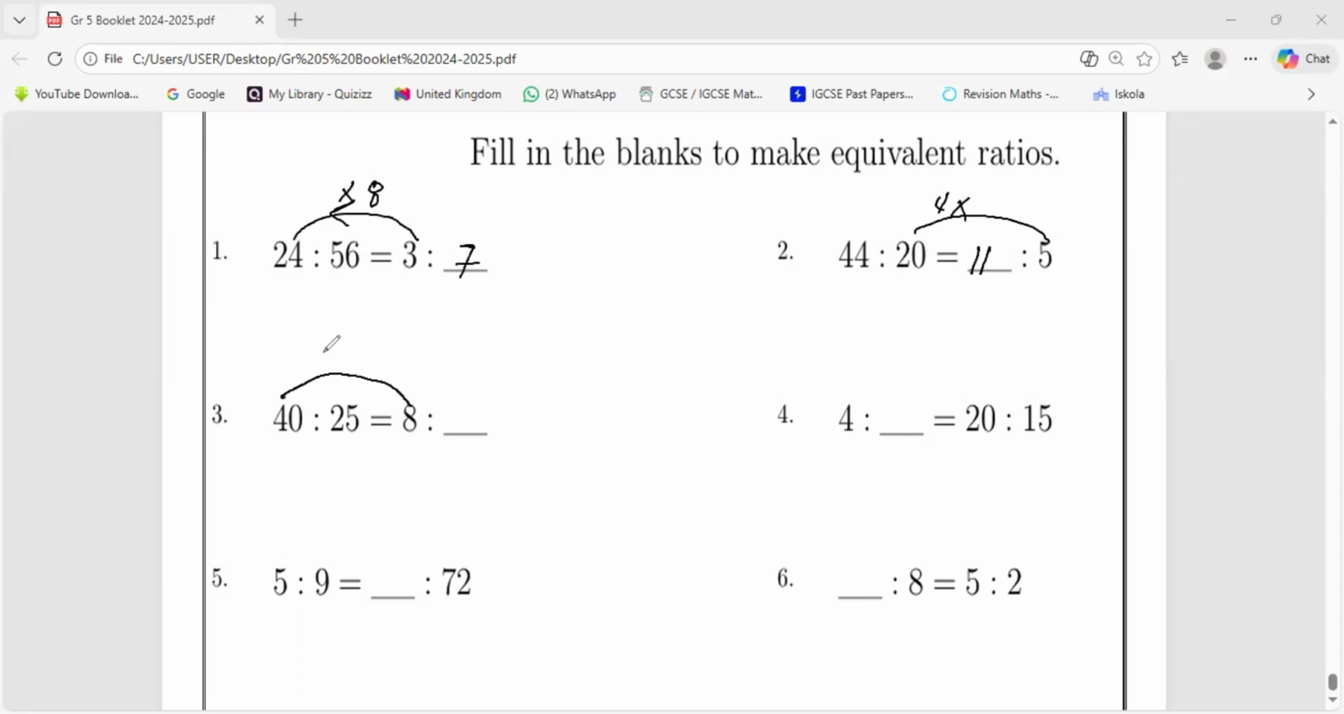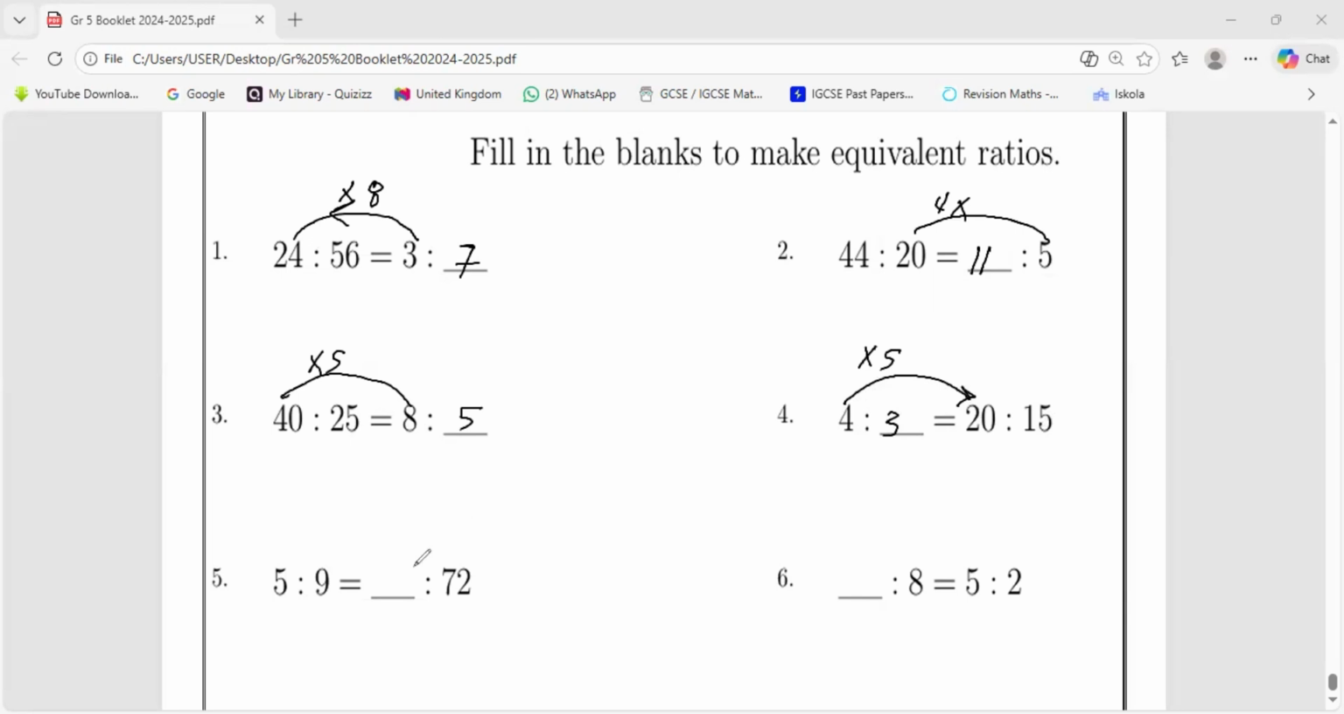Here is 8 multiplied by 5, we get 40. Which number multiplied by 5 gives 25? Yes, excellent, 5, and so on. Here is 4. I started from small to big, it's easier than dividing. 4 multiplied by 5, we get 20. And here just a number multiplied by 5 gives 15, so 3, and so on.